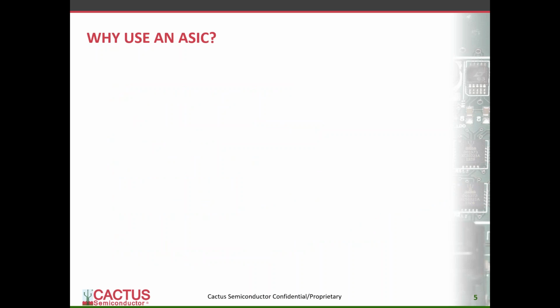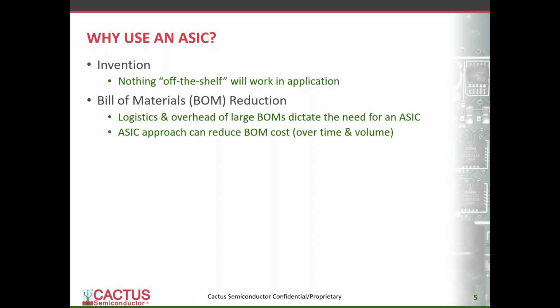So why would you use an ASIC? Invention. Basically, there's nothing off the shelf that works or works very efficiently. So that's certainly a reason why you would consider an application-specific ASIC, because you can basically order exactly what you want. Bill of materials reduction, that's another reason for an ASIC.